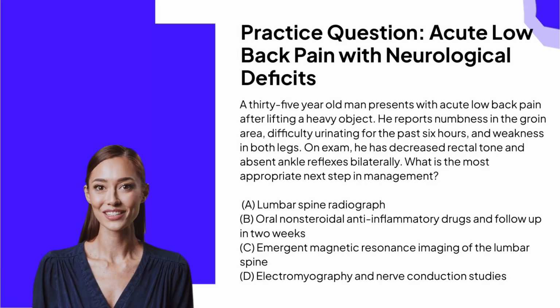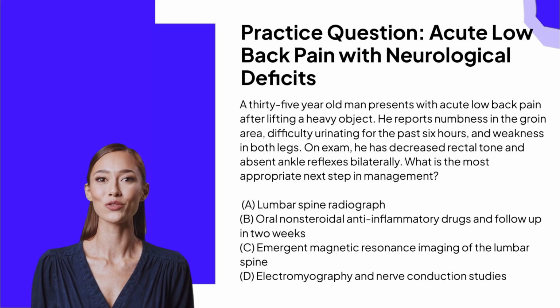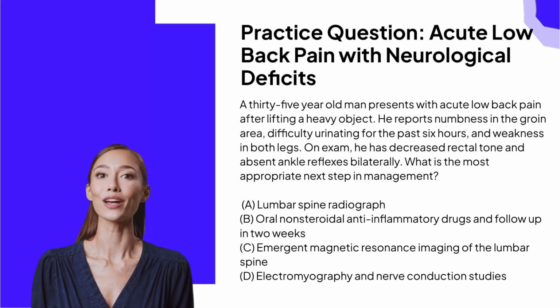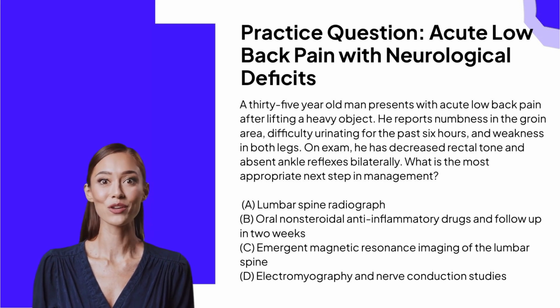Here is our first practice question. A 35-year-old man presents with acute low back pain after lifting a heavy object. He reports numbness in the groin area, difficulty urinating for the past 6 hours, and weakness in both legs. On exam, he has decreased rectal tone and absent ankle reflexes bilaterally. What is the most appropriate next step in management? Take a moment to think through this before we go to the answer.